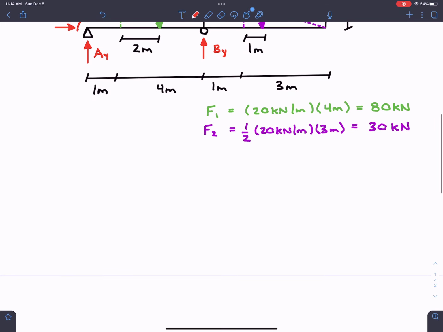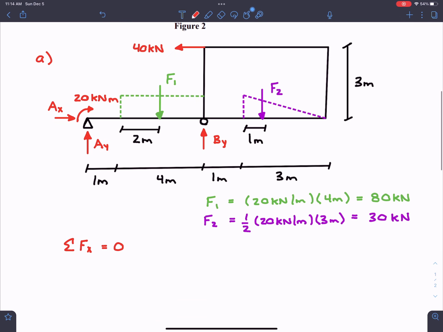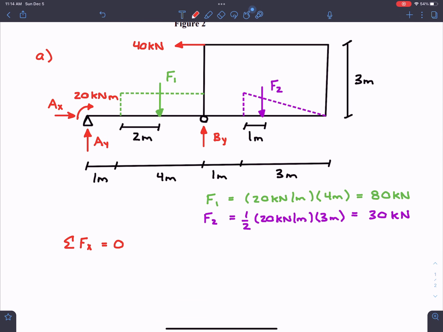I'm going to go down. I'm going to go summation of forces in the x direction. You can start off with whatever one you like. It doesn't really matter. We know for static equilibrium, this must be equal to 0. And if we look at our beam, we actually only have two forces in the x direction. We have, and I'll highlight them, Ax, pointing to the right, so it's going to be positive. Remember, that was just an assumed direction.